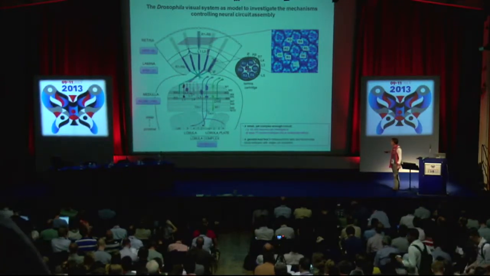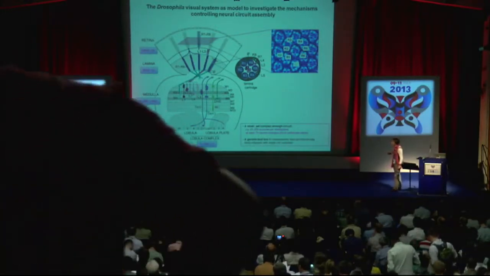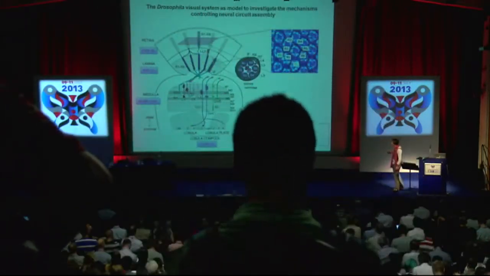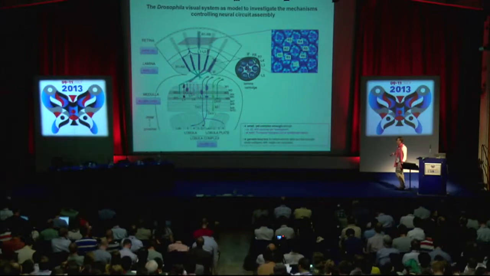In the medulla itself, we have 40,000 cells and more than 60 subtypes. And in the lobula, we have 15,000. We don't know how many subtypes there are. So we're talking about 65,400 neurons per hemisphere. Compared to a vertebrate brain, that sounds pretty good.